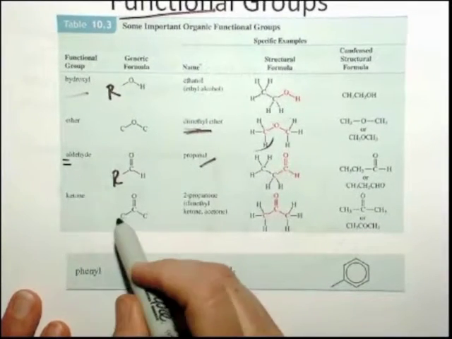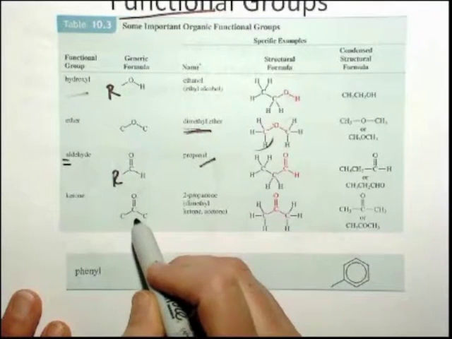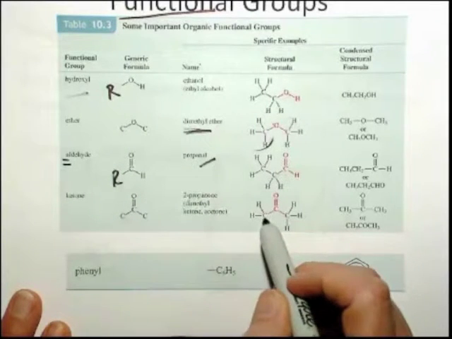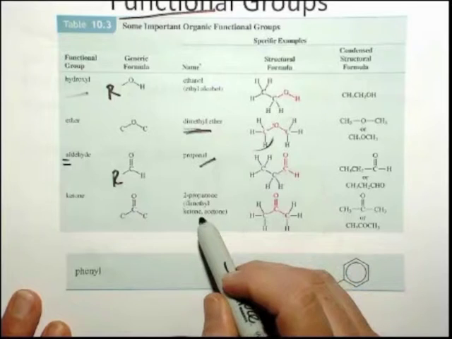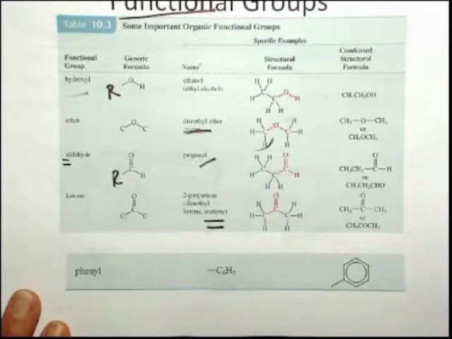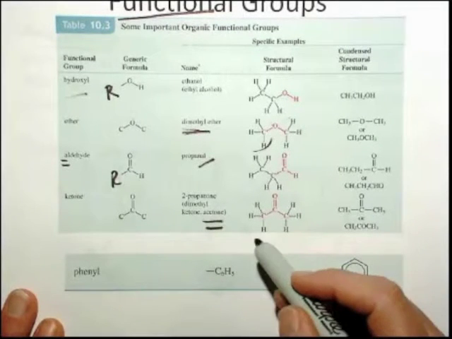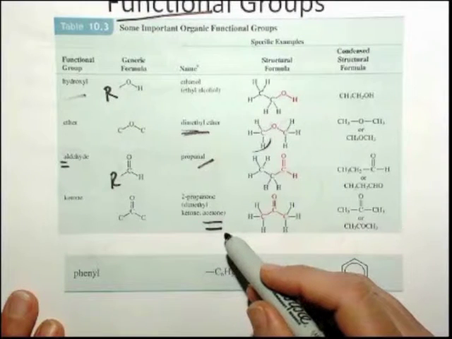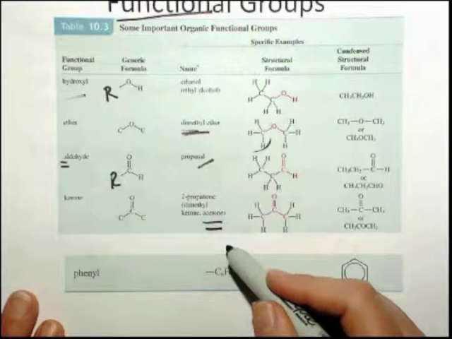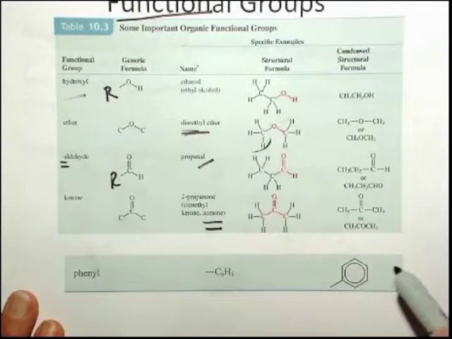A ketone. The ketone is when you have a carbon double bond to oxygen in the middle of a hydrocarbon, not on the end of the chain. The simplest one is 2-propanone, or sometimes it's called dimethyl ketone, and the common name for this is acetone. It's a common ingredient in fingernail polish remover, and you can get it in large quantities at a hardware store for use with painting and whatnot. So anyway, this is the simplest one. The common name is acetone.